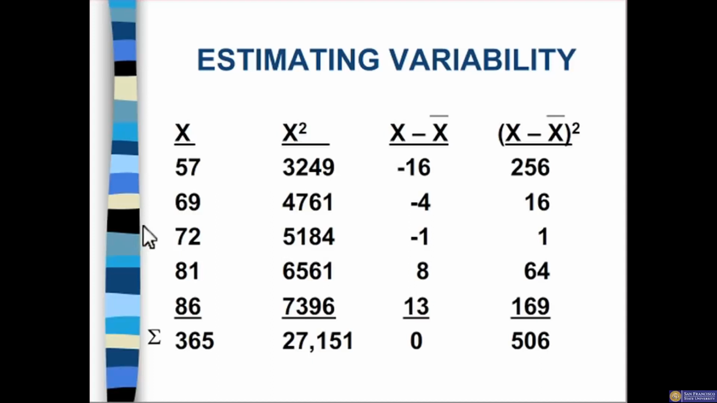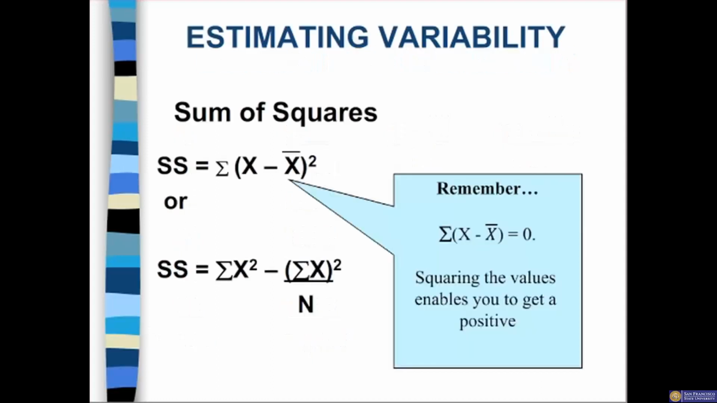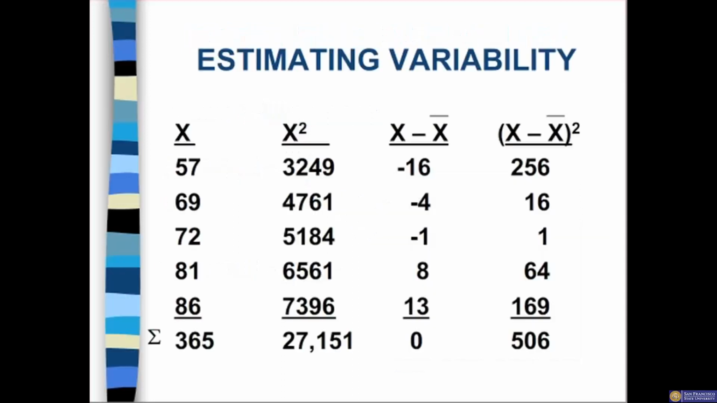Here's an example of how we can calculate the sum of squares and estimate variability. We have our data points 57, 69, 72, 81, and 86 on the left. Now there are two different ways that we can calculate the sum of squares. I'll go back to the prior equation. We'll first do this top equation, but you'll also see the data is reported there, so you could calculate the sum of squares using this more extensive equation.